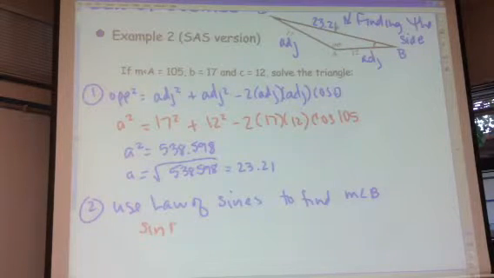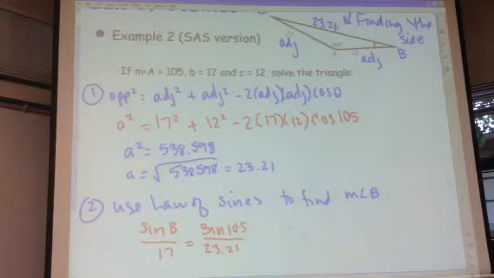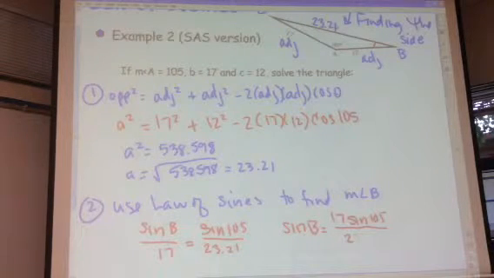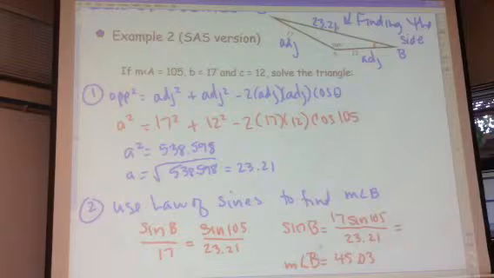So the sine of B over 17, and then I have to use what I have. So the sine of 105 over 23.21. When you cross multiply, you get the sine of B is equal to 17 times the sine of 105 over 23.21, and you get a decimal. And don't forget to do that inverse, and when you do it correctly, you should get the measure of angle B is 45.03. So the measure of angle B is equal to 45.03. So this is 45.03. So now I have the side and the angle, and I need this last angle.